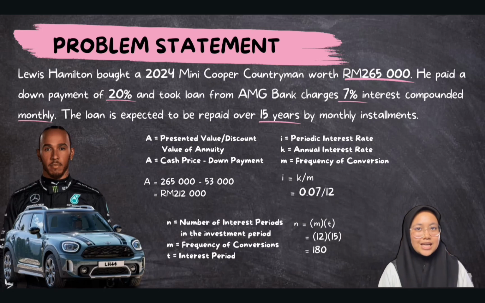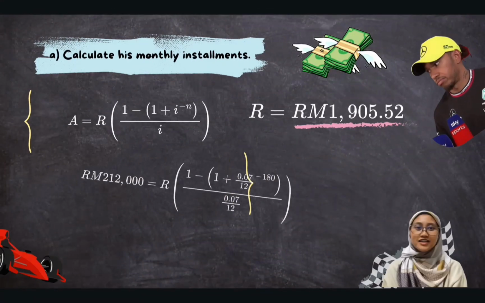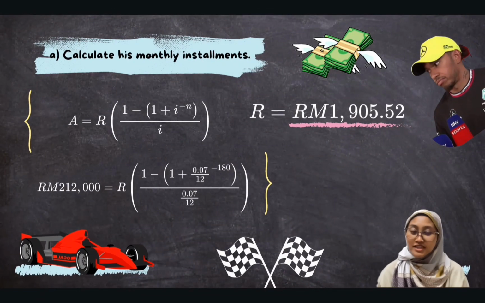And the last one is N, which is the number of interest periods in the investment period. M is the frequency of conversion, and T is the interest period. The formula of N is M times T, which is 12 times 15, and the answer is 180. So question A asks us to calculate his monthly installment, which is R.